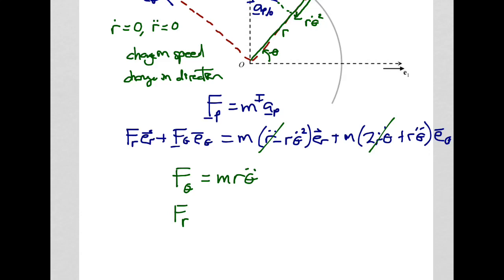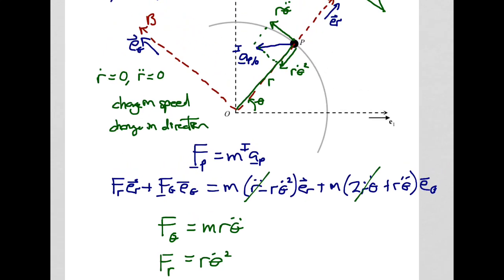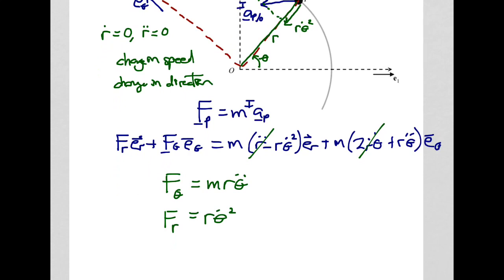and F sub r is going to be minus m r theta dot squared. And so what this is saying is that in order to maintain a trajectory that's a curve, there has to be some sort of force that's changing the direction. And this is simply a constraint force, okay? And so what this force is doing is it's actually a reaction force. Now, it sort of begs the question, okay, it's a reaction force, but it's a reaction force to what?